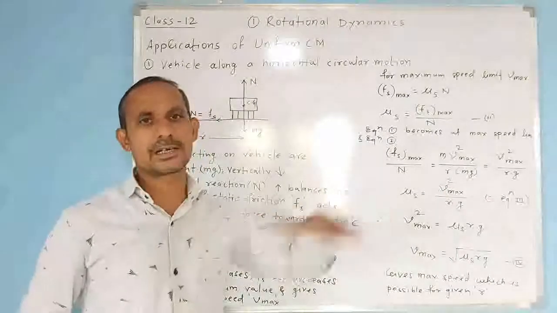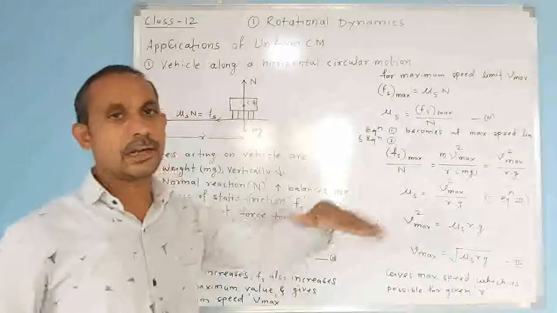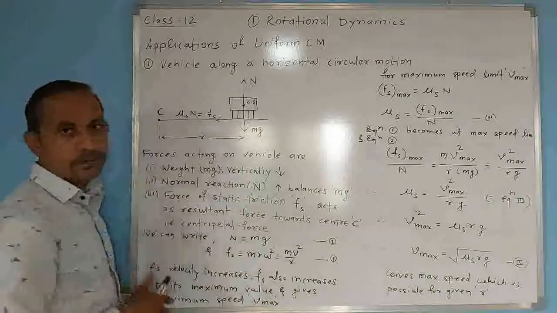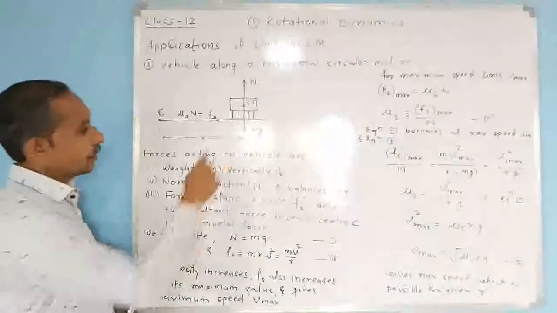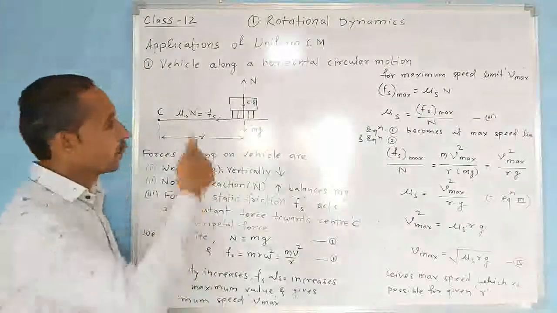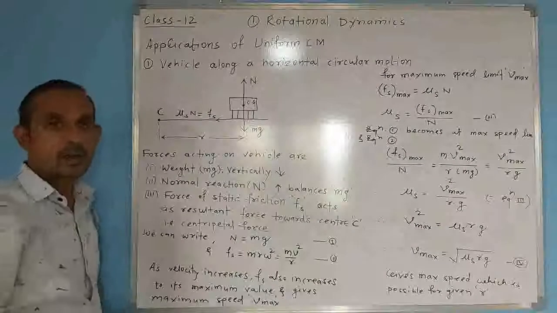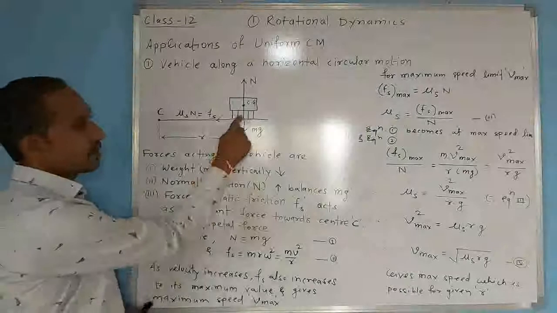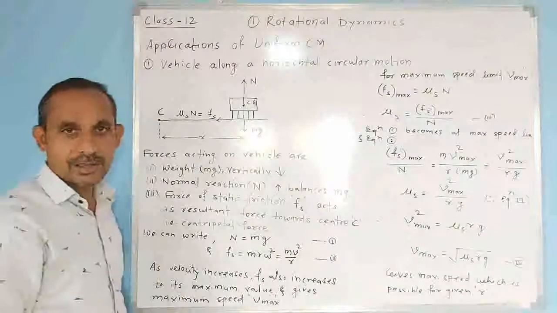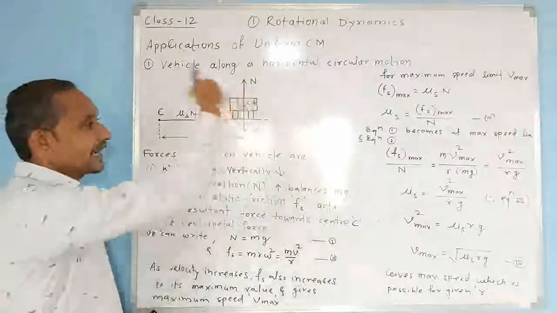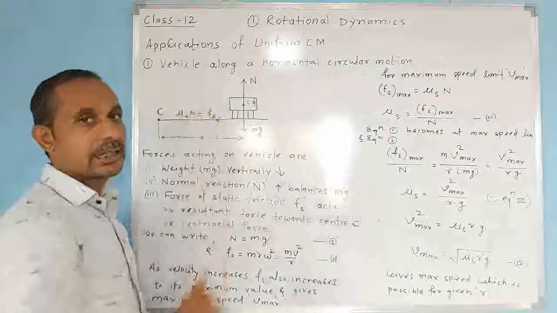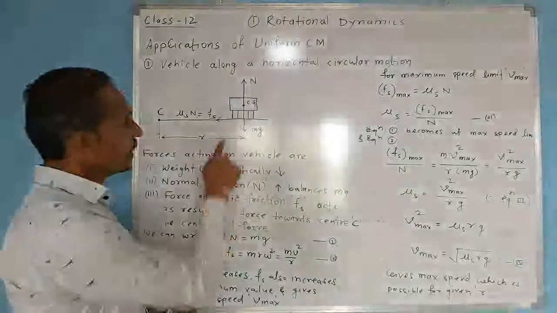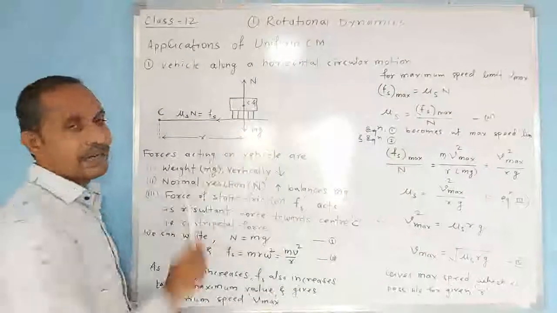which is at horizontal level. So let's see. So this is the horizontal road. Now this is the vehicle moving along the circular track. So this is the vehicle moving towards left and taking a turn. That means it is performing uniform circular motion. So uniform circular motion of this vehicle.